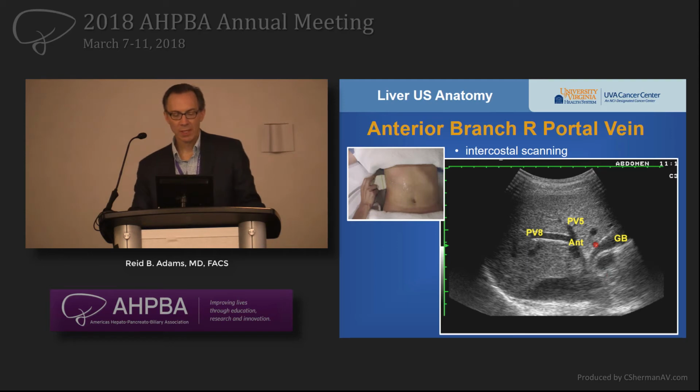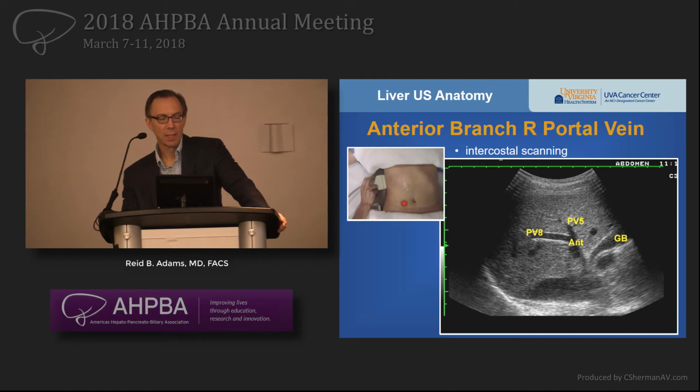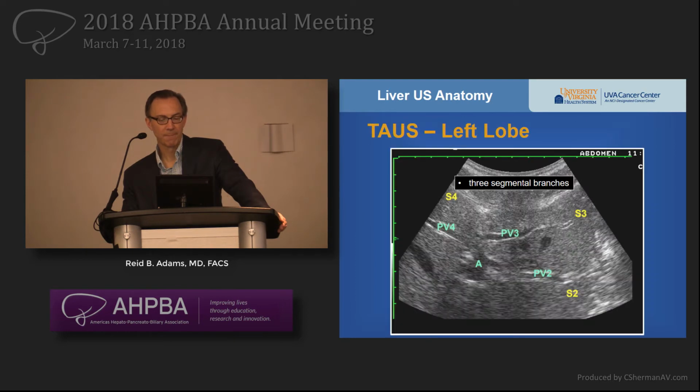If you look at a sagittal or a coronal view, so again, this is intercostal scanning here, you can see the gallbladder shown here, and then again the branching of the anterior pedicle. Segment 8 goes superiorly, and segment 5 will come back this way into the inferior portion of the liver and provide artery and portal vein supply to segment 5.